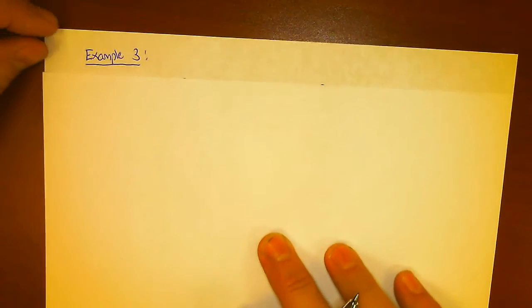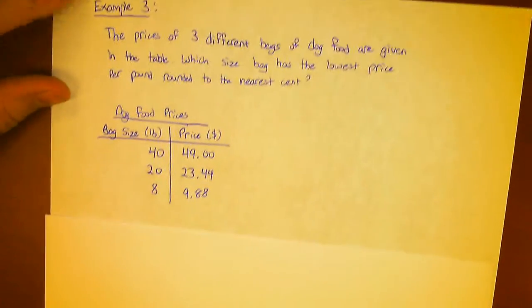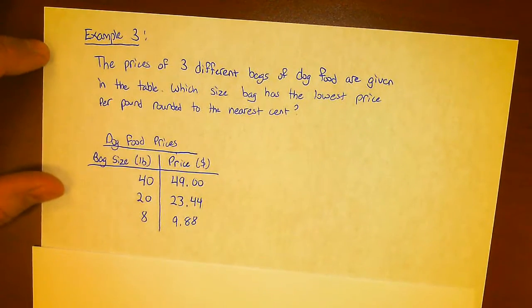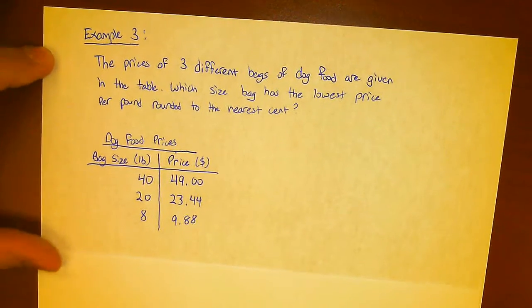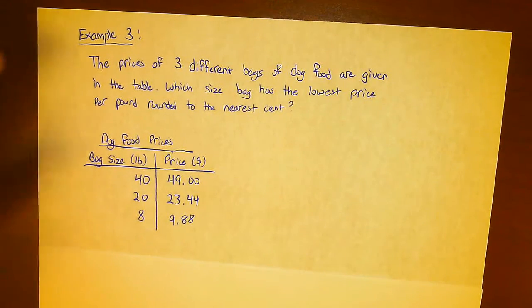Here's where things get a little fun. So example 3. This whole space right here. So the prices of 3 different bags of dog food are given in the table, which I have marked right here. So which size bag has the lowest price per pound, rounded to the nearest cent?